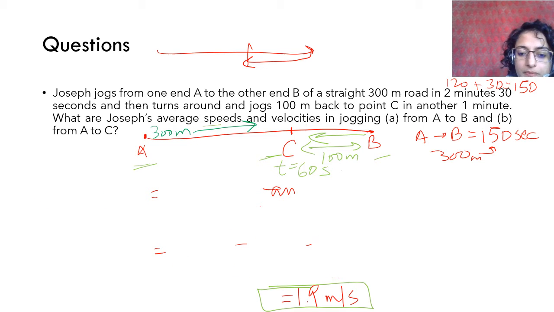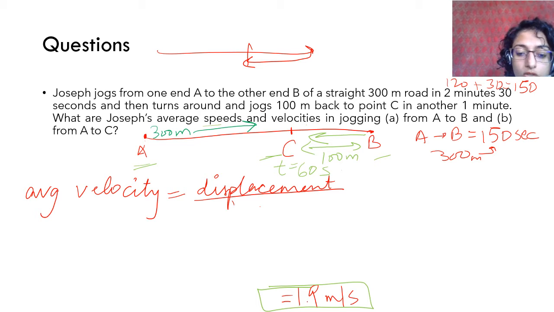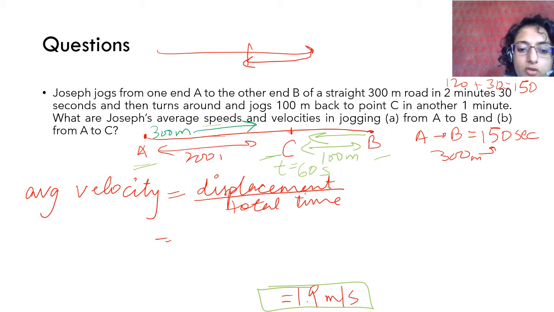Now we have to find the average velocity. Average velocity. What is average velocity? Velocity is dependent on direction. Therefore, average velocity is displacement upon total time. What is the displacement in this case? वो 300 meter इधर तो गया, but he also came back 100 meter, right? So this distance is only 200 meters. So total displacement is 200 meter.